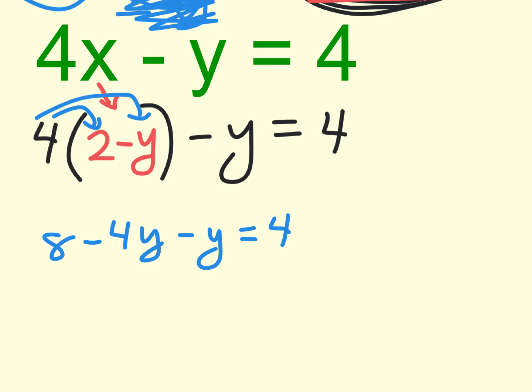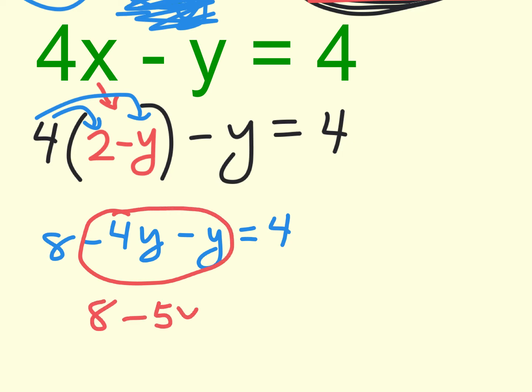Kennedy, what's the next step? Good, what do they make? 8 minus 5y equals 4. Good. Cyril, what do we subtract next? Please subtract 4 by 8. Yes, we're going to take away 8.